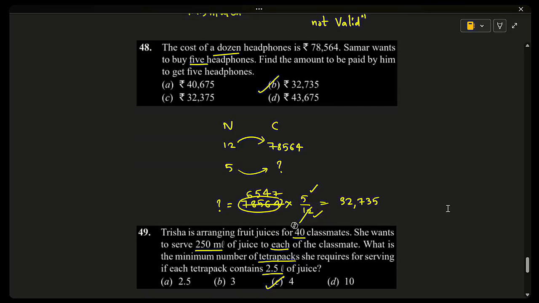Vilochan, what is your doubt? Sir, before multiplying by 5, multiplied by 10 by 2. Come again. Yeah, you can do that. Shortcuts you can use.